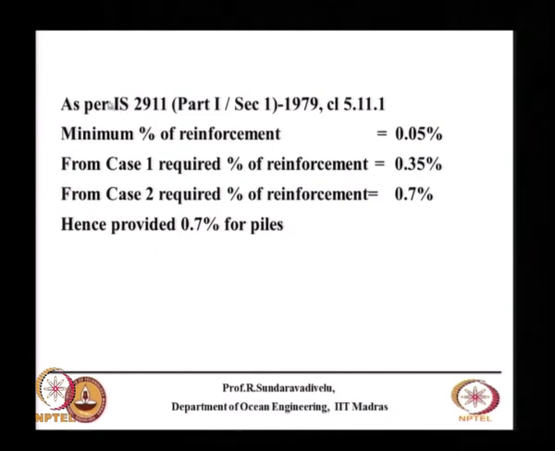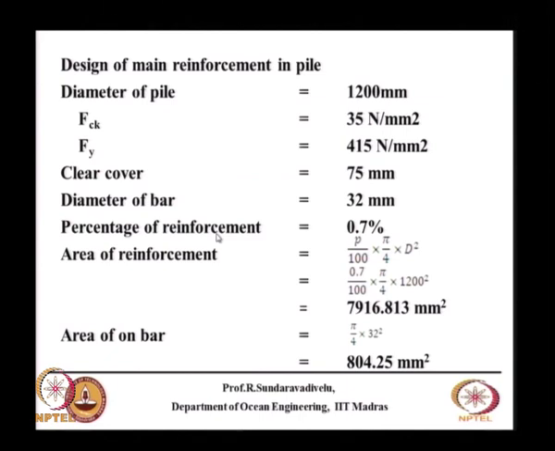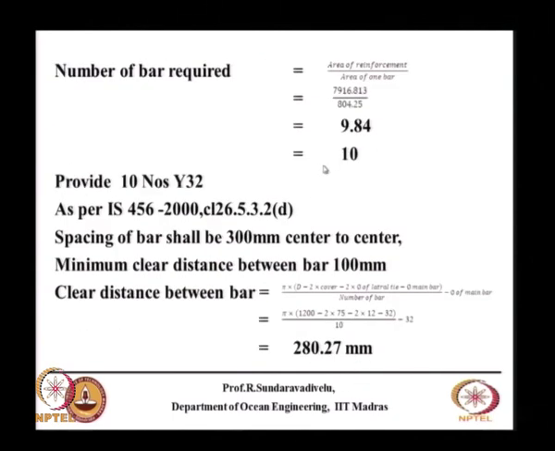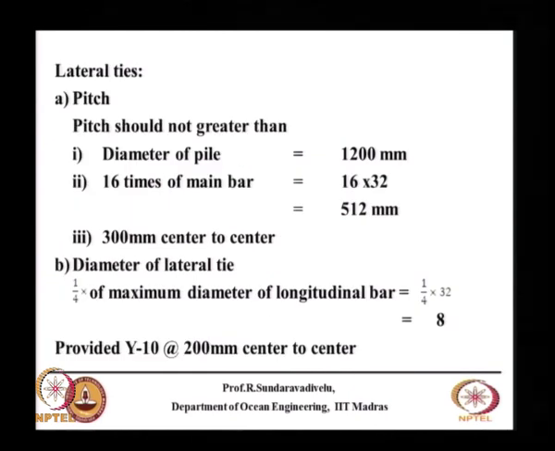There is a code called IS 2911 which says that the minimum reinforcement should be 0.05, but we are providing more than that, we are providing 0.7%. Once you put 0.7%, each 32 mm diameter bar is 804 millimeter square. So you put 10 bars, that is what is required. Then you have to calculate the clear distance between the bars, this should be more than 100 millimeters, which is another thing you have to check.